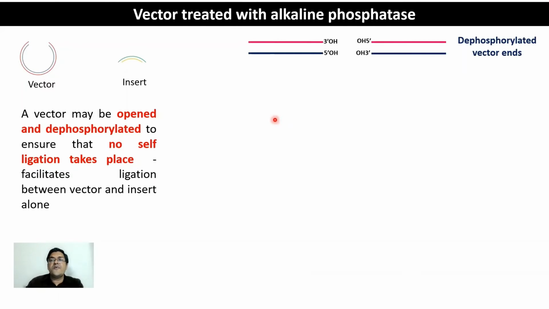Here are your vector ends. This is your left arm. This one is your left arm here. This is your left arm. Here is your right arm. And if you can see, because they have been treated with alkaline phosphatase, now there is no 5' phosphate.